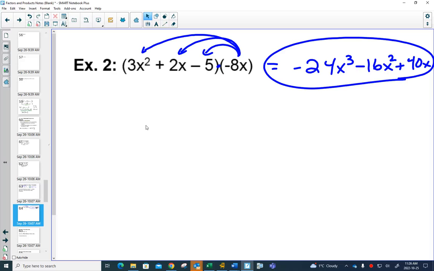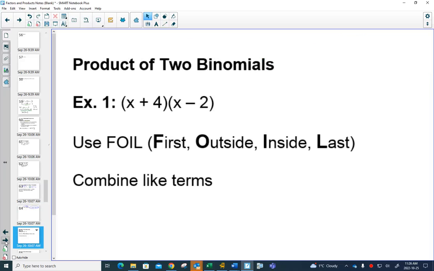And we've done this already. Like, this is really a review.